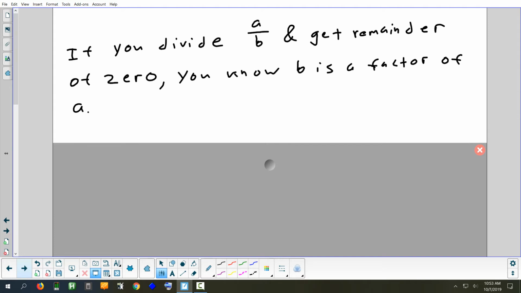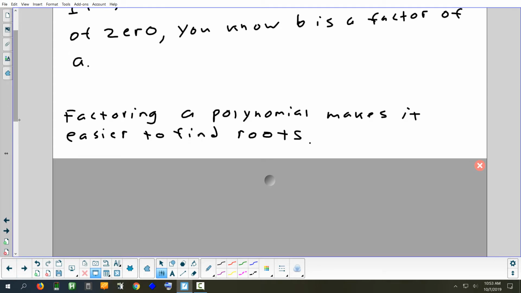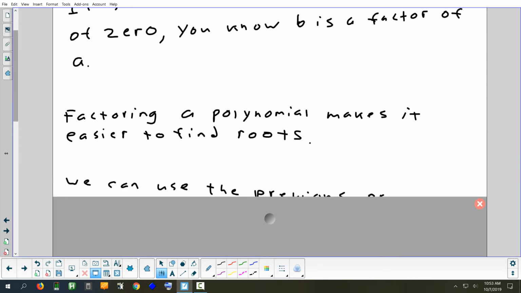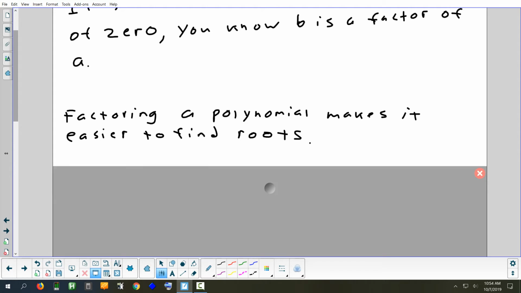It's another way of saying the same thing I just said. If you divide two things and get a remainder of 0, then you know what you divided by is a factor. I'm just going to say that. Now, factoring a polynomial, why we would end up doing it, is that it makes it very easy to find the roots.